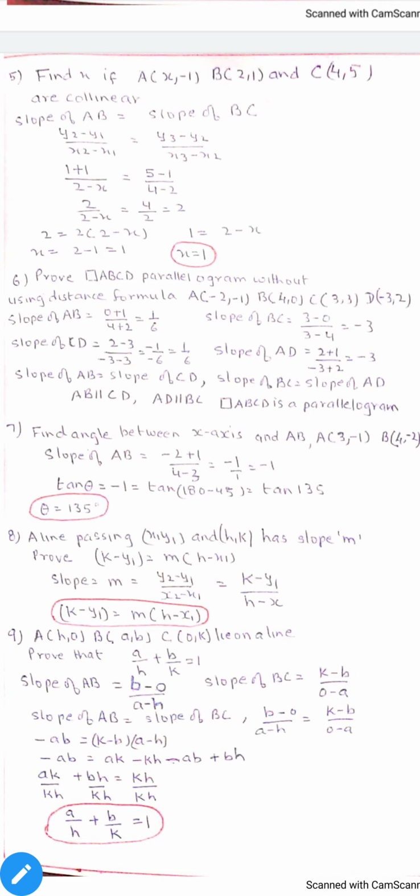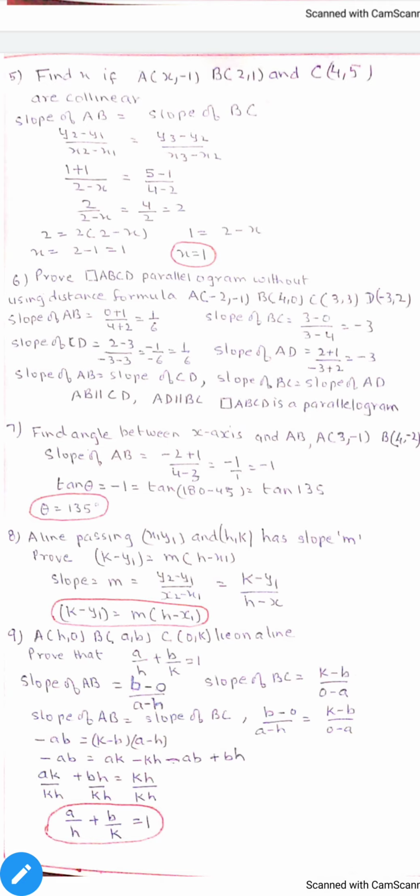Seventh question, find the angle between x-axis and AB. A is given, B is given. First of all, let us find out the slope of AB, that is equal to y2 minus y1 upon x2 minus x1, that is minus 1. Tan theta is minus 1. Minus 1 is for tan of 180 minus 45 degrees, that is tan 135 degrees, so theta is 135 degrees.